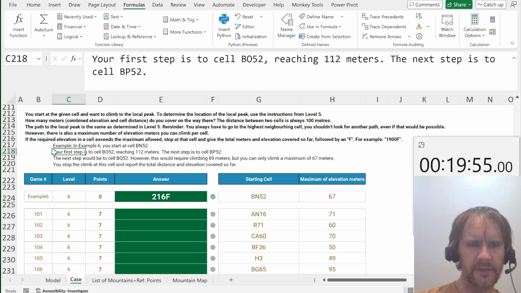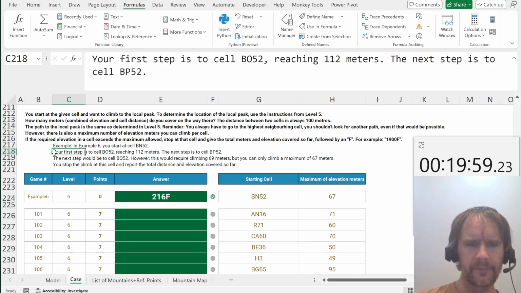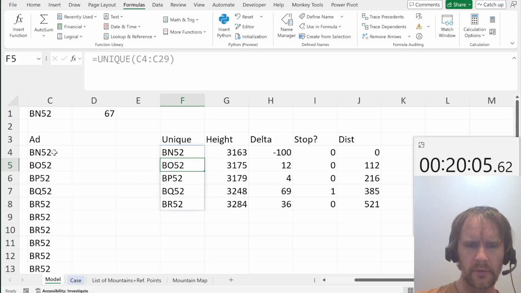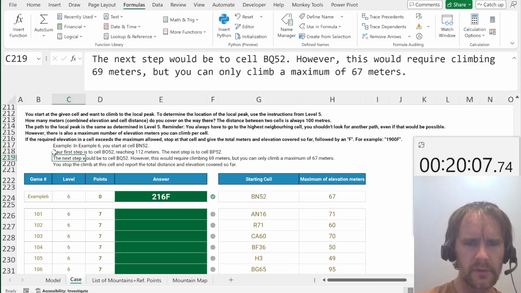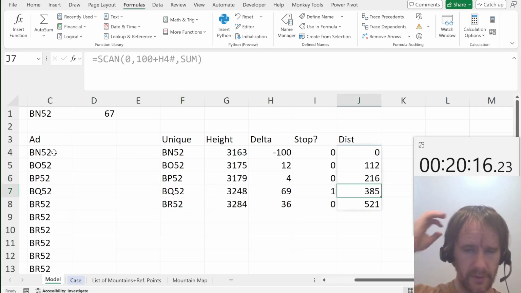Okay, so first step is to BO2 reaching 112 meters. Yes. BO52, yes. Next is BQ52. Wait, what? Oh, that's not good. Not going the right way. Oh, sorry. The next step is BP50. Okay, the next step would be BQ. Yes, but you don't make it. Okay, got it. That's kind of annoying, but okay.